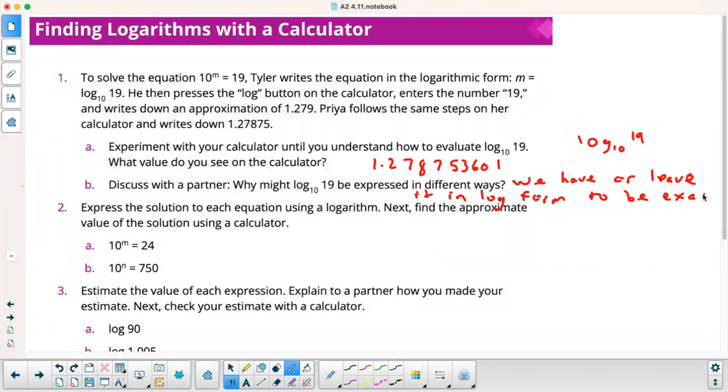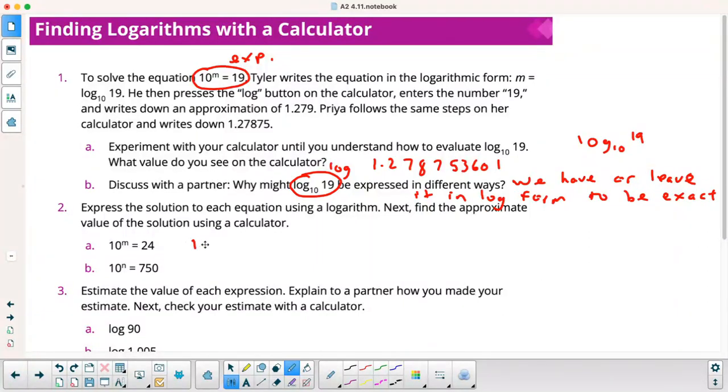And we also have that exponential form up here. This is exponential form. This is your log form. Okay. The exponential form is a little different because your variable's in the exponent. This one here is solved for the exponent. So they all do different things. Okay. Express the solution to each equation using a logarithm.